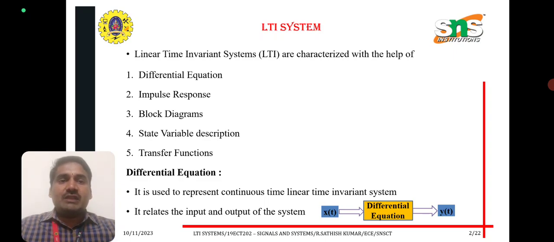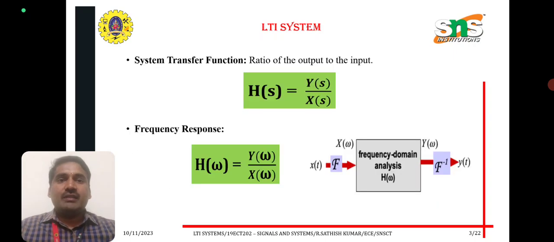When we give the input to the differential equation, it produces the output as y of t. System transfer function is the ratio of output to the input, H of s is equal to Y of s divided by X of s. What is meant by frequency response? s can be replaced by omega. H of omega is equal to Y of omega divided by X of omega.